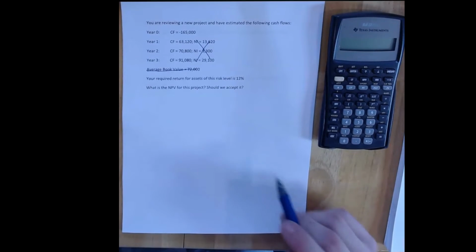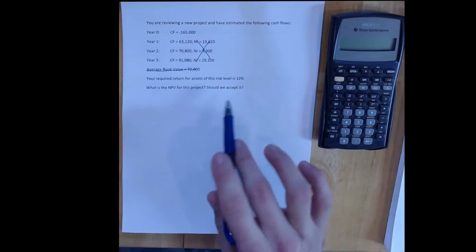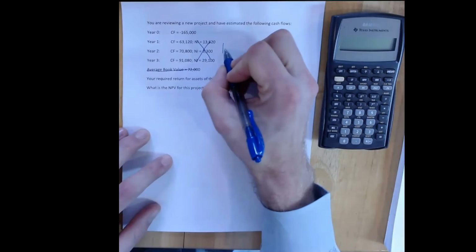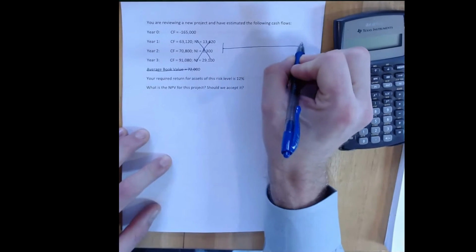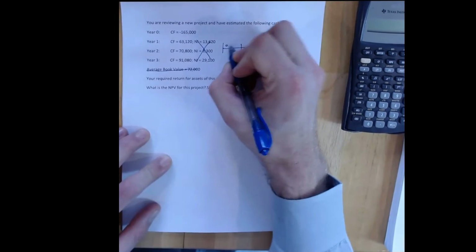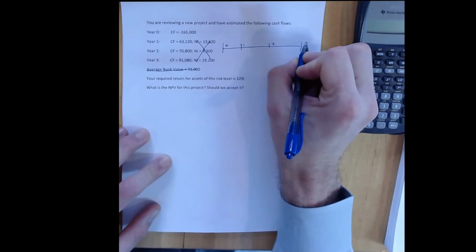Again, we have our two questions. What's the net present value? So what's the result of our decision rule? And based on the decision rule itself, do we accept or reject the project? So we could write out a little timeline of our cash flows. Here we have a shorter project. We only have 3 years worth of cash flows.